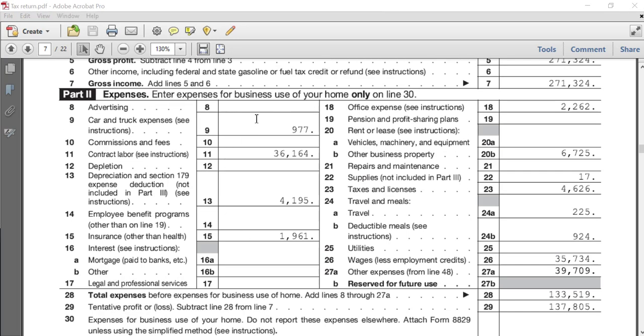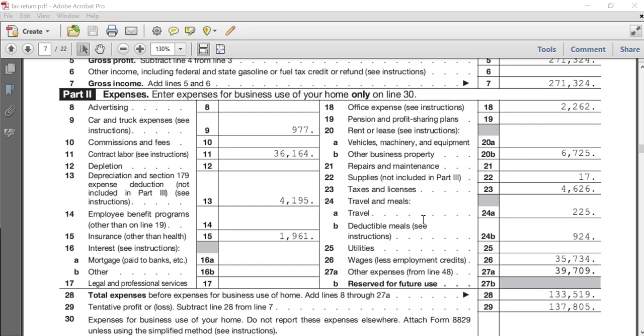So you can see the normal expenses that people use: advertising. Usually for the car and truck expense, people might take actual expenses and depreciate their vehicle, or they might just take the business mileage they have driven during the year. There's contract labor, depreciation, interest, rent, supplies, office, travel. Half of meals are deductible for the most part. And then there are also some other expenses that you might have.